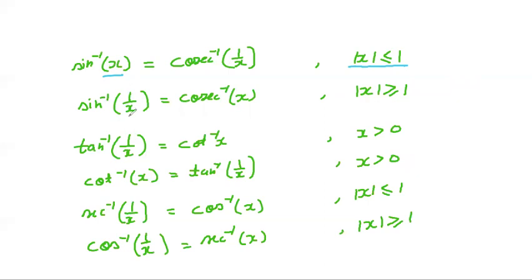Similarly, you can say sine inverse 1 upon x equal to cosec inverse x. So again, we take the x in the denominator here. We take the domain as that x must be mod x greater than or equal to 1, the domain of the cosec inverse x function.